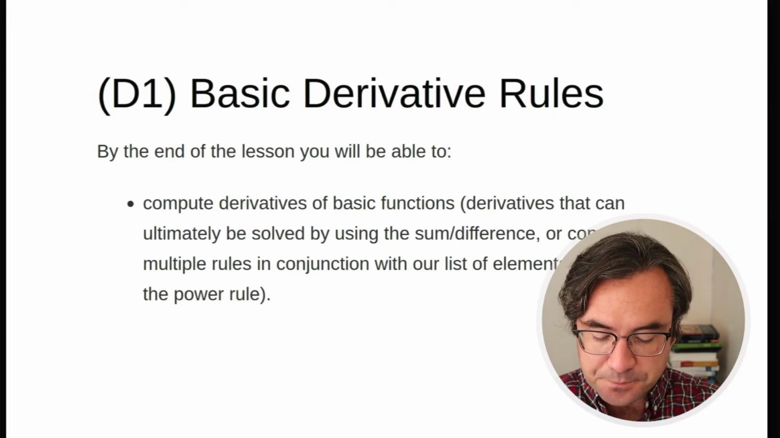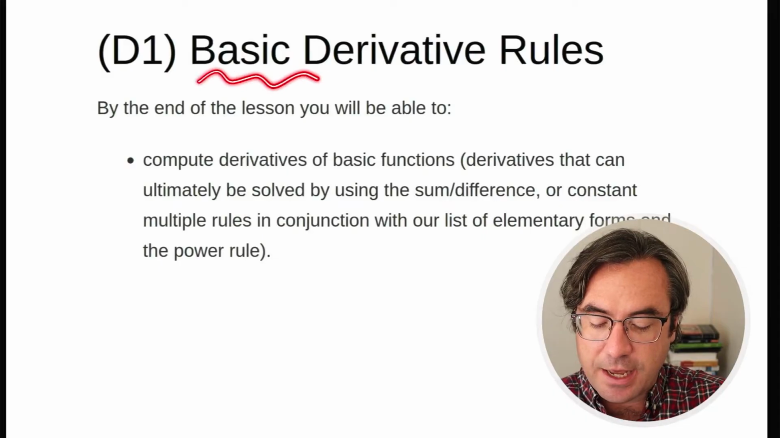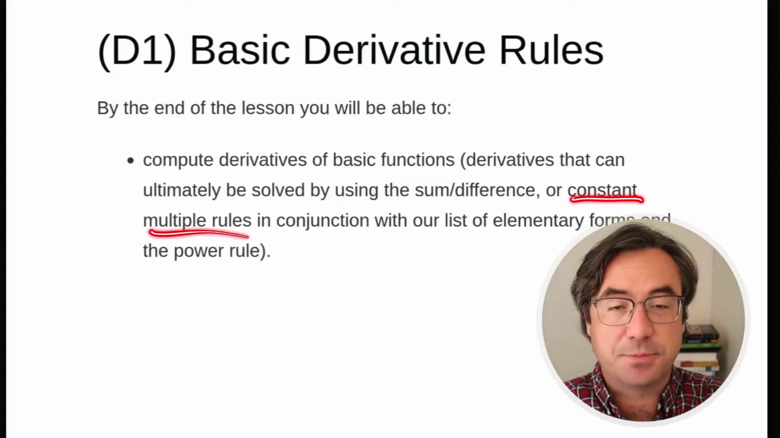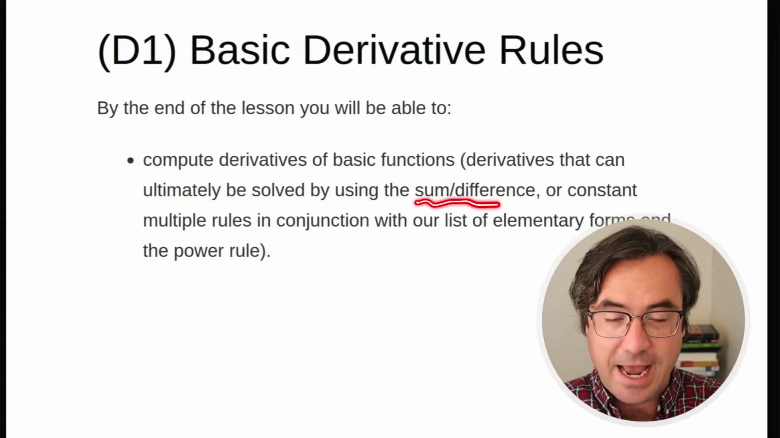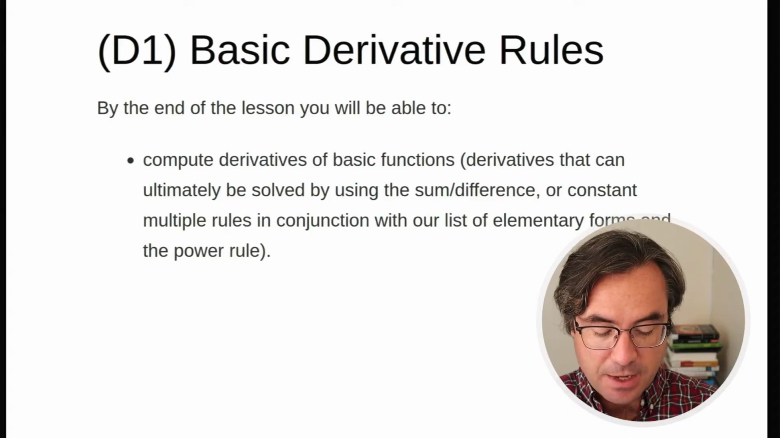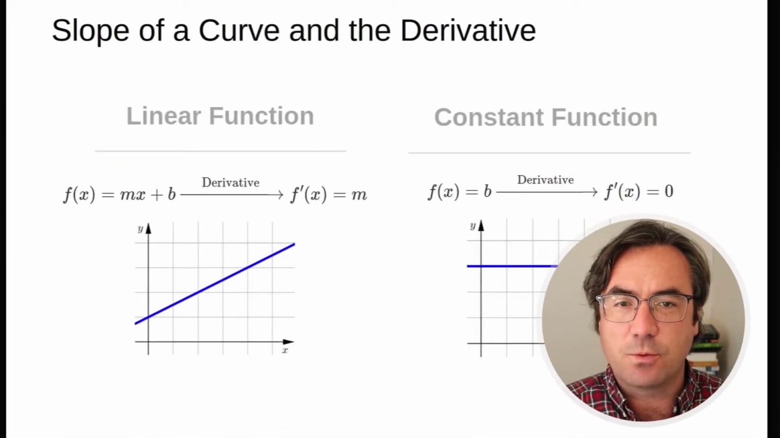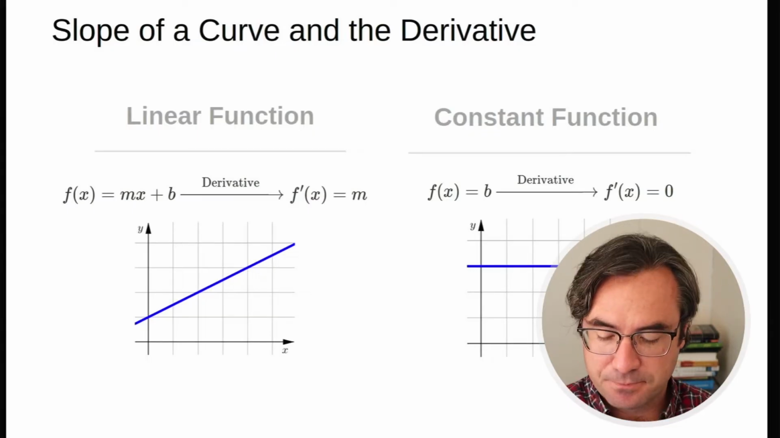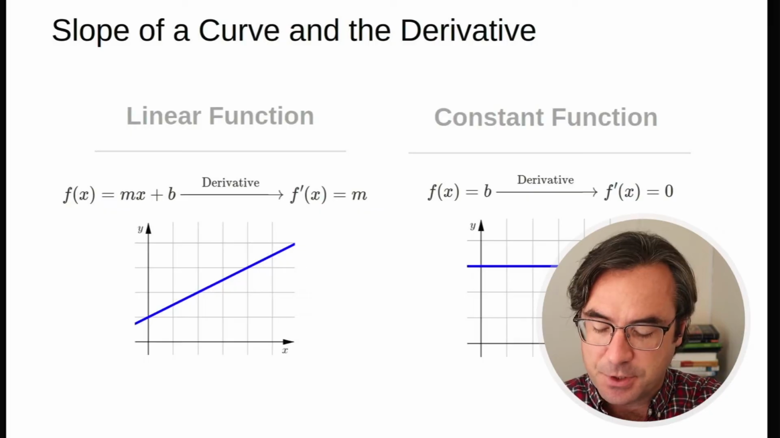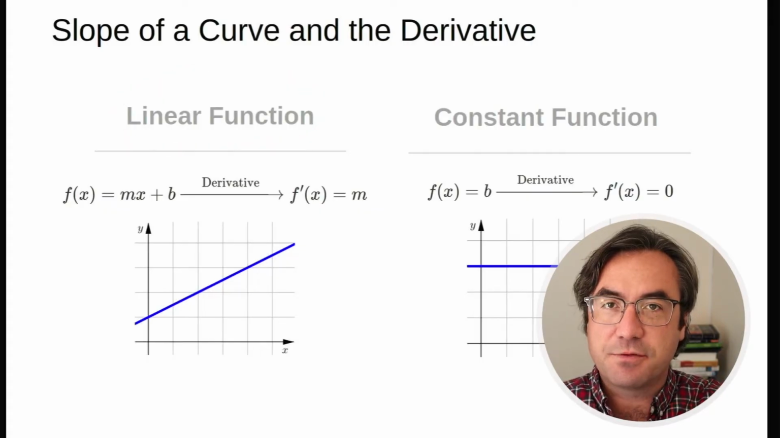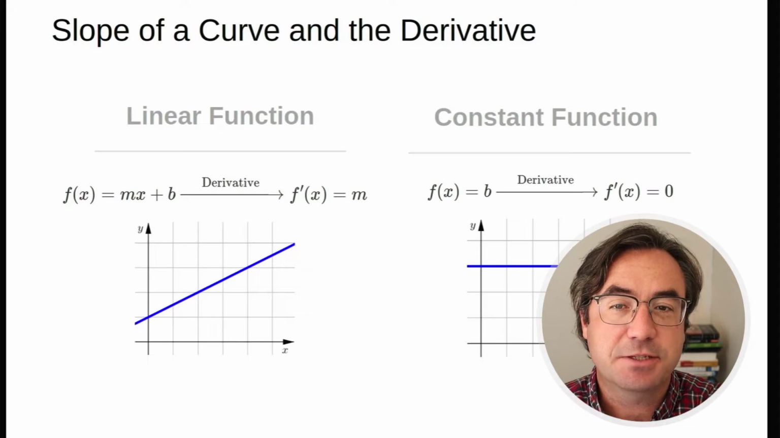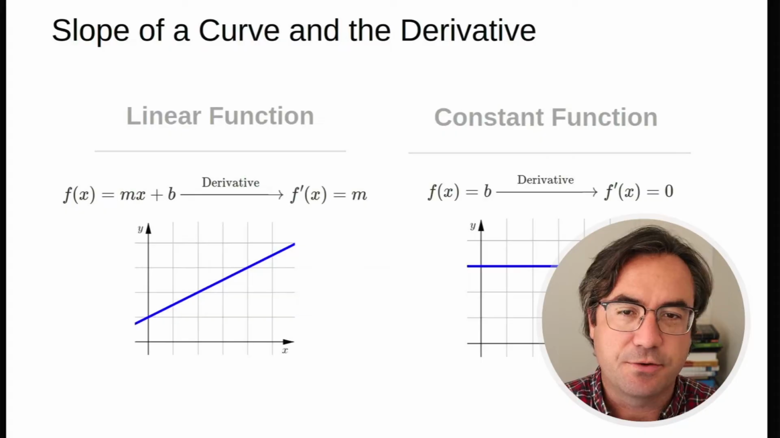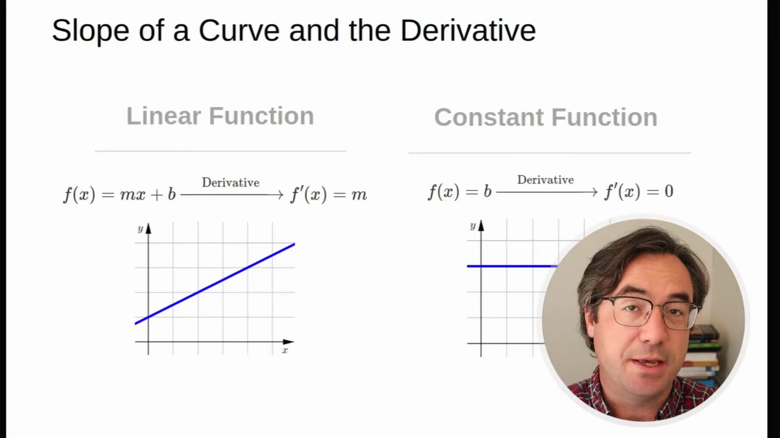So in this set of notes, we're going to start to look at our basic derivative rules. So things where we have constant multiples of functions or adding and subtracting functions. And we're going to start with two basic functions. Both of these are linear functions. So a linear function of the form f of x equal to mx plus b, and then a constant function, also a linear function. So f of x equal to b.